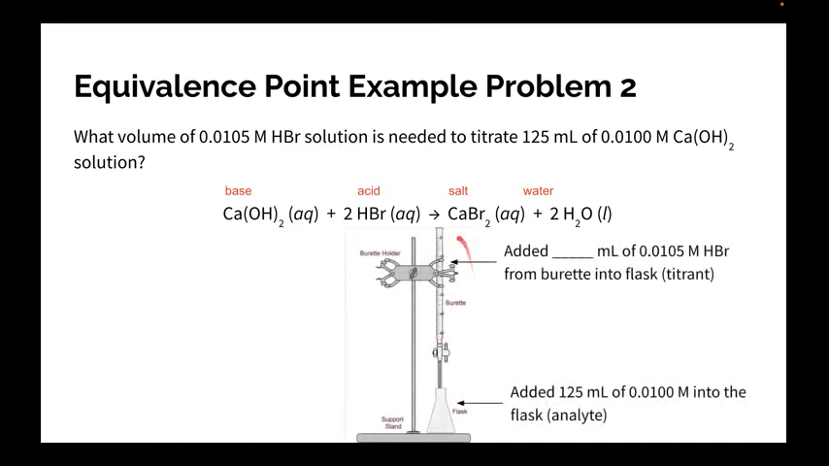And our setup will look like this. Inside our burette, we're going to have to figure out how many milliliters of this concentration of HBr I add from my burette into my flask. As a reminder, I know I put HBr into my burette because I know my concentration. I then add 125 milliliters of 0.01 molar Ca(OH)2 into my flask. And that's how we're going to do our titration. I need to figure out how many milliliters I deposit utilizing my burette into my flask.